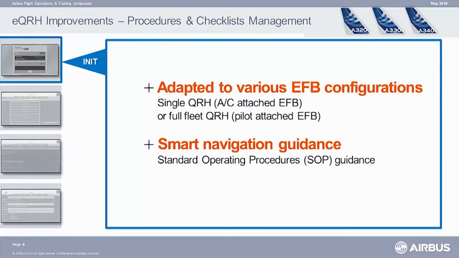So for the initialization, what you may keep in mind is that the electronic application will be adapted to your operational constraint. It means that the electronic QRH may be filled with single QRH when the EFB, for example, is aircraft attached, or a full fleet QRH when the EFB is pilot attached. In addition, the EQRH will implement some smart navigation guidance that will be compatible with your standard operating procedures.